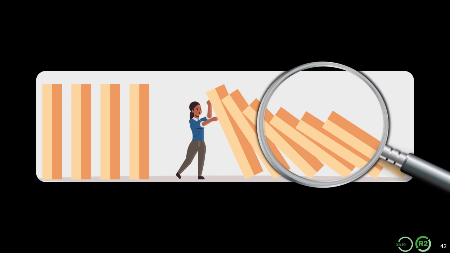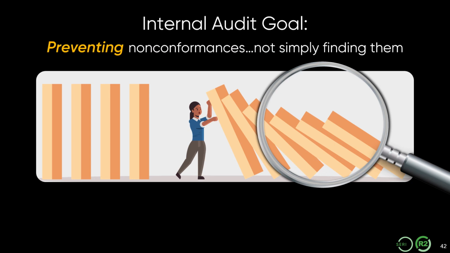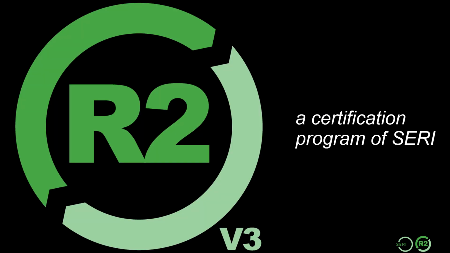Overall, a robust internal audit program will not only help you to identify and prevent issues before they become nonconformances, but it can also help you to identify the different pieces of evidence that demonstrate conformance to the requirements so that you are prepared for your R2 certification audit. Remember, the overall goal of the internal audit process should be on preventing nonconformances, not simply finding them. More information on developing your internal audit program can be found in the R2 Knowledge Base on the SERI website.